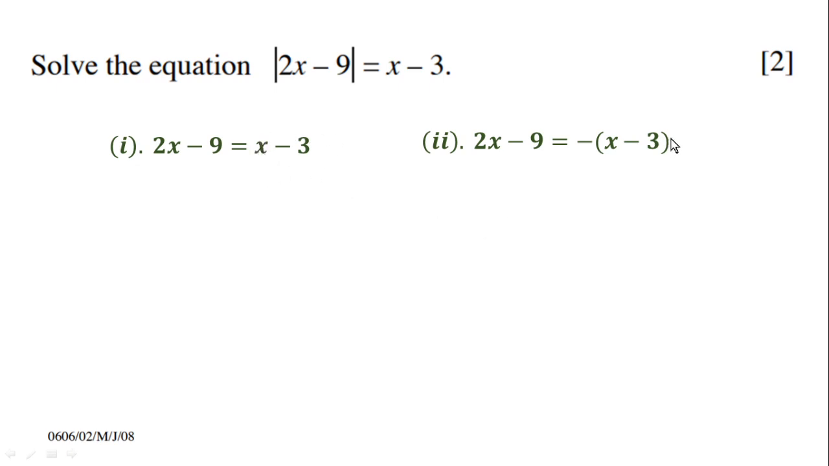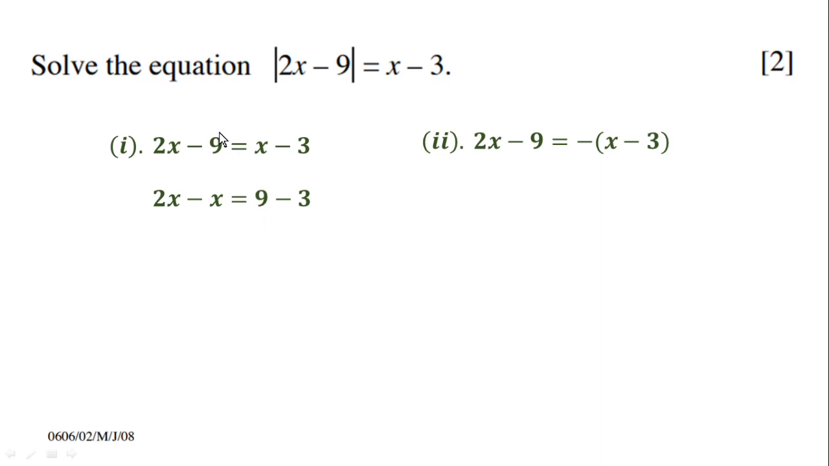Okay, and then I am going to put a bracket on x minus 3 because x minus 3 is considered to be one quantity and I'll make it a negative number. So those are the two solutions that you will have. So therefore, I'll have 2x minus 9. The first solution will suggest that it will become 2x minus x is equal to 9 minus 3. That negative 9 becomes positive.